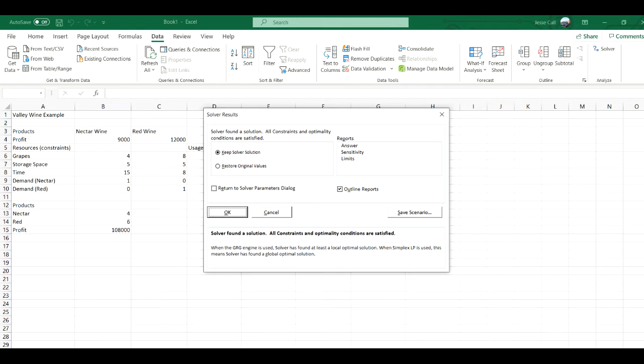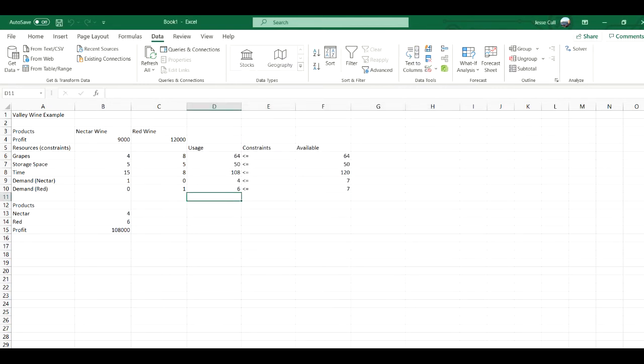All constraints and optimality conditions are satisfied. We're going to keep the solver solution, and we found that we should make 4 units of nectar, we should make 6 units of red, and that will allow us to maximize our profit at $108,000. If we differentiate at all, we would be decreasing our profit, or we would be exceeding one of our constraints. This is our ideal situation. Thank you. This is the end of section 2.